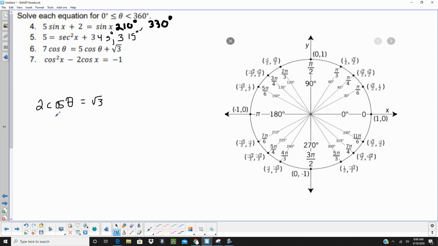Well, you divide by 2 and you're going to get cosine theta equals radical 3 over 2. I'm going to look at where my x coordinate is radical 3 over 2, right there, and right there. So that one looks like it'll be 30 degrees and 330 degrees.